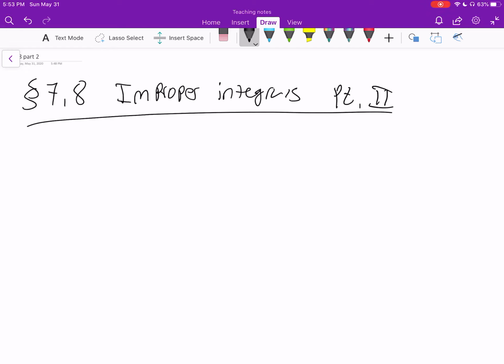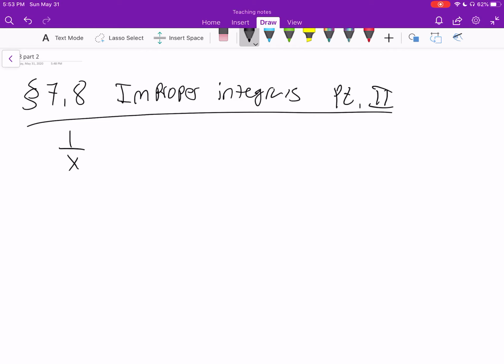Okay, so we're going to continue on with section 7.8. This is part 2 for improper integrals. Last time we just talked about the definition of the improper integral. So the idea is I want to think about it as a limit instead of trying to evaluate an integral at infinity. I'm going to do a bunch of examples of this first type of improper integral. We're going to see what kinds of functions have finite areas, or which ones don't. You'll remember last time we talked about 1 over x squared.